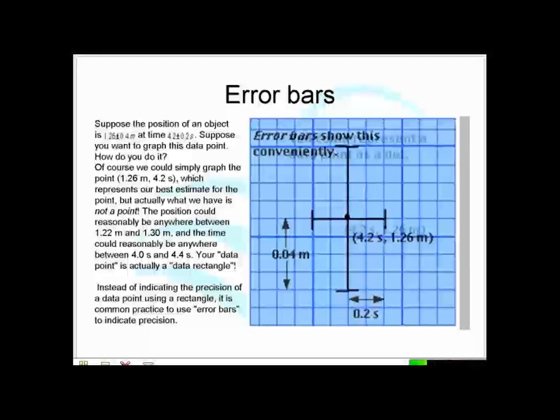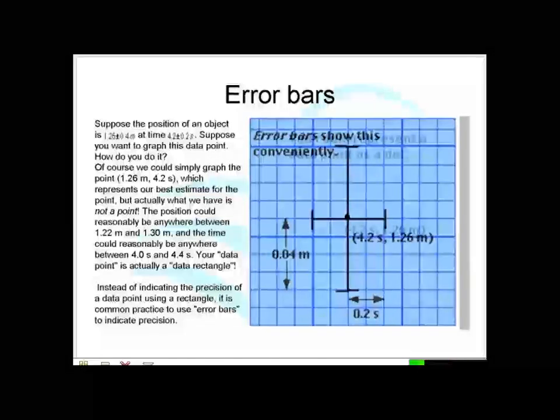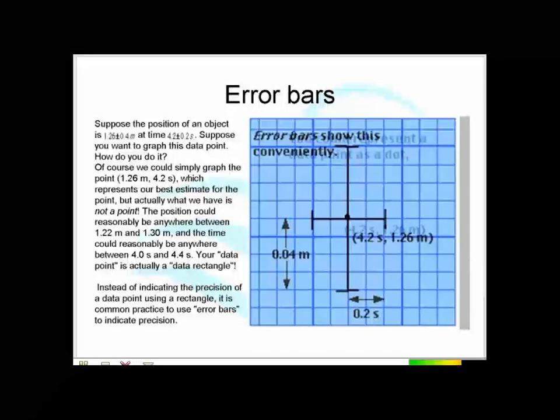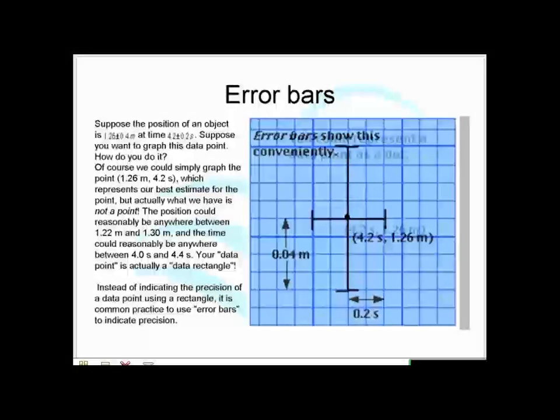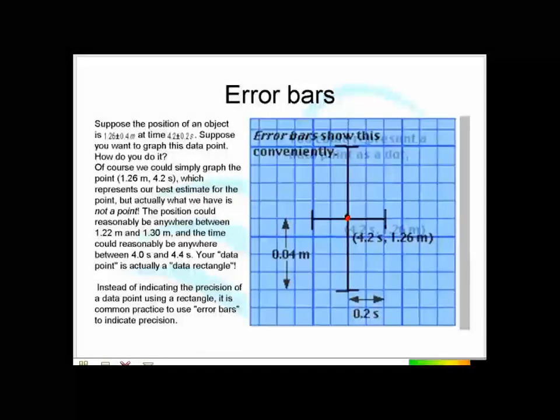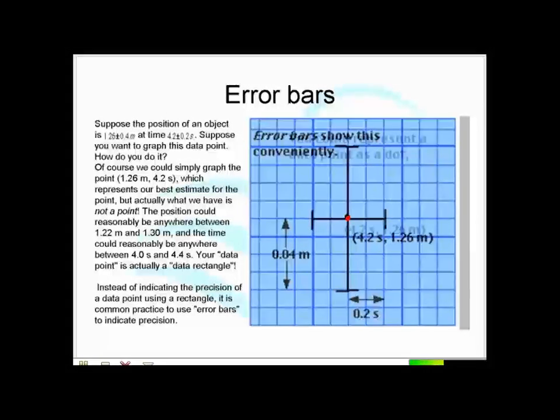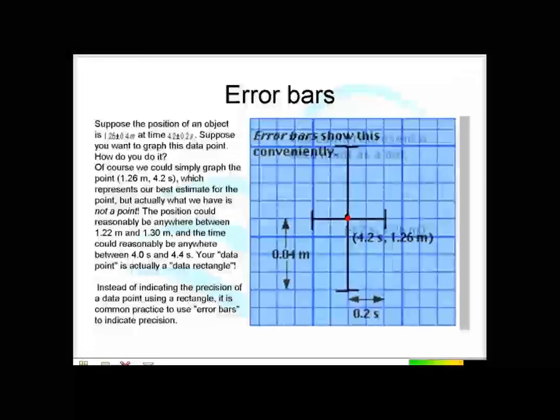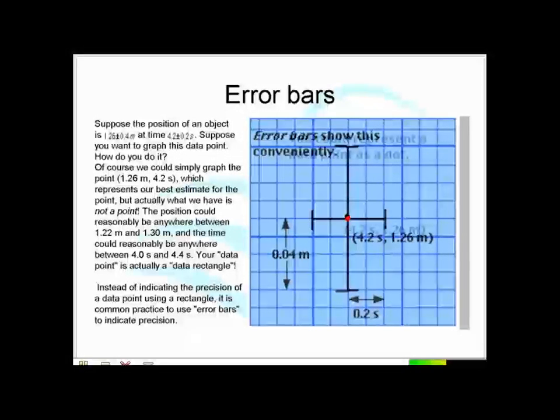So to show errors, what we do is we plot the point that we found. In this case, it's 4.2 seconds. At 4.2 seconds, we made it 1.26 meters. But we have this plus or minus value. The seconds is plus or minus 0.2 of a second, and the distance is plus or minus 0.4 of a meter.